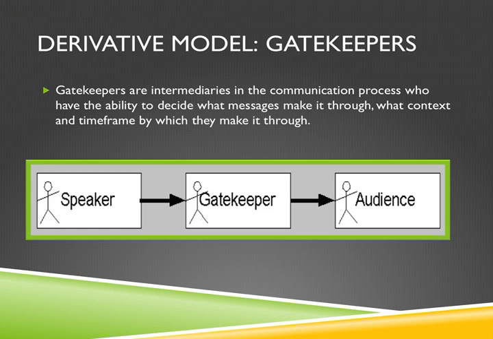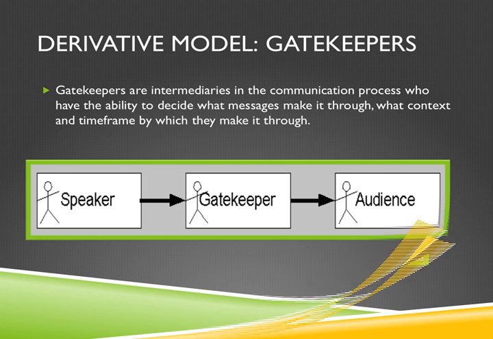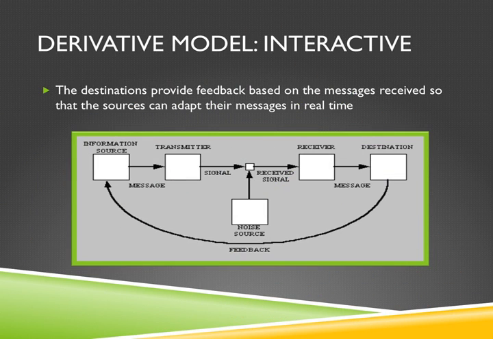Derivative model: gatekeepers. Gatekeepers are intermediaries in the communication process who have the ability to decide what messages make it through, and in what context and time frame they make it through. Speaker, gatekeeper, audience.